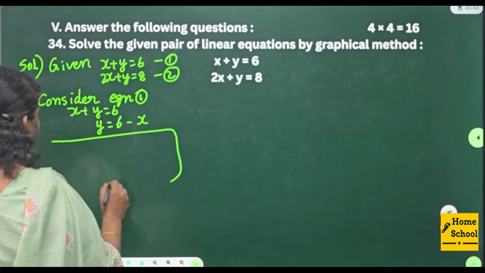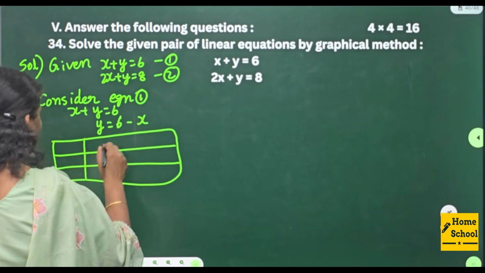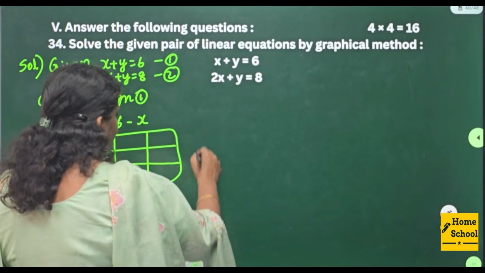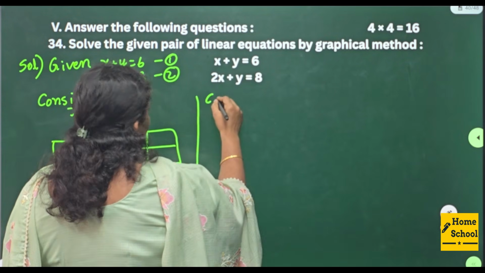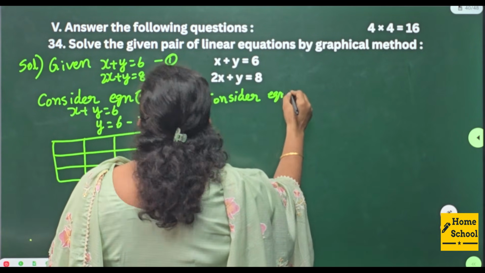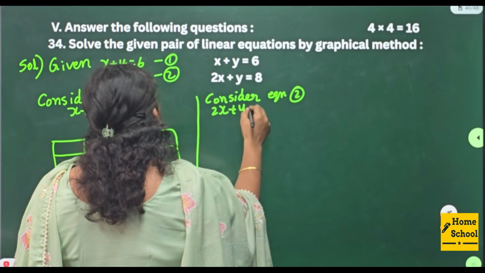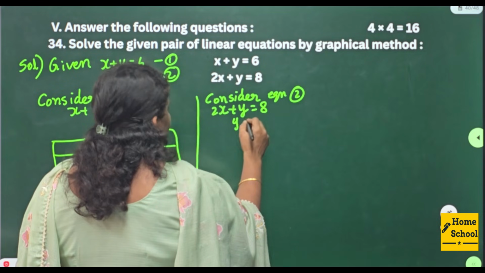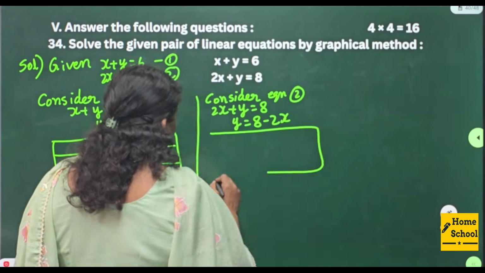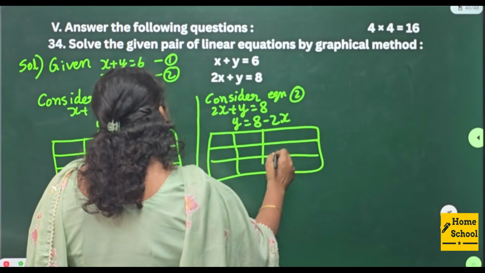Now take a table containing 3 rows, 4 columns. Okay. And now on this side also, parallelly I am going to do. Consider equation 2, that is 2x plus y equal to 8. Y is equal to 8 minus 2x. In the form of y we need to write and take the table.